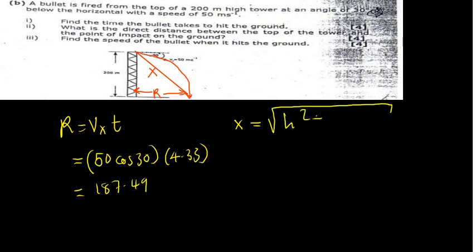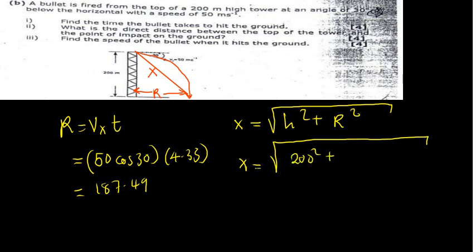Therefore, to find the direct distance, x is going to be the square root of the height squared plus the range squared, because x is the hypotenuse. So x is the square root of the height, 200 squared, plus the range, 187.49, also squared. Therefore, x is going to give us 274.14 meters.